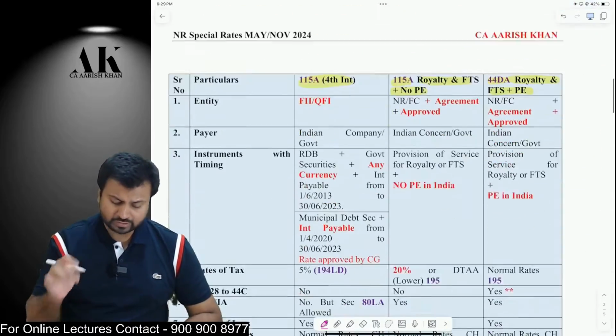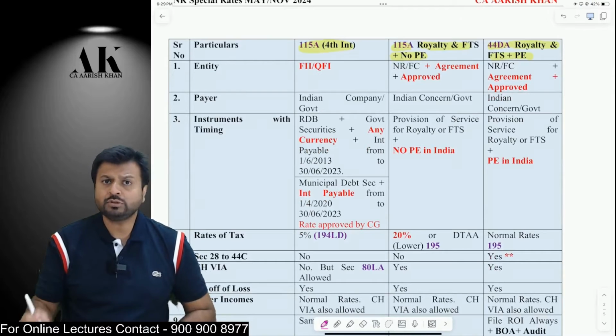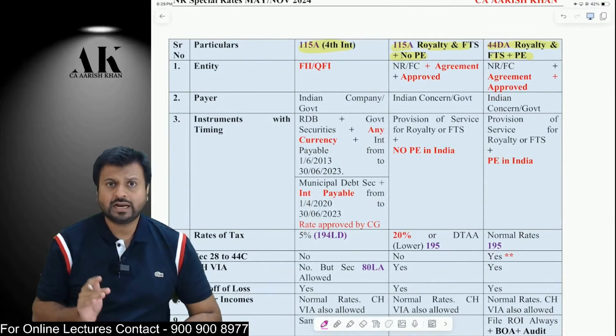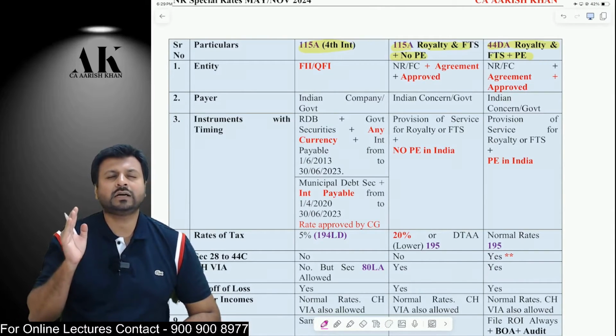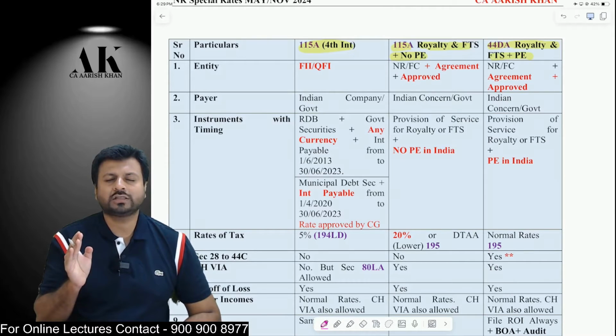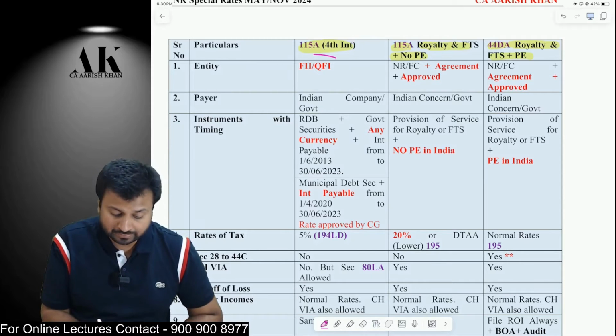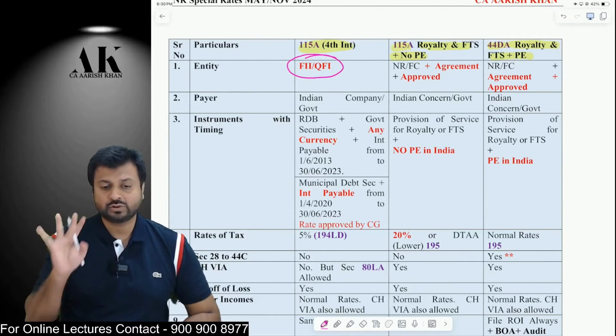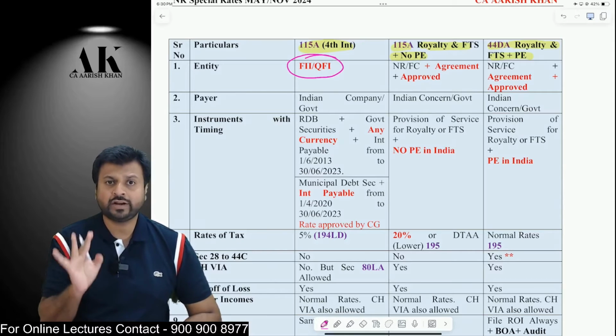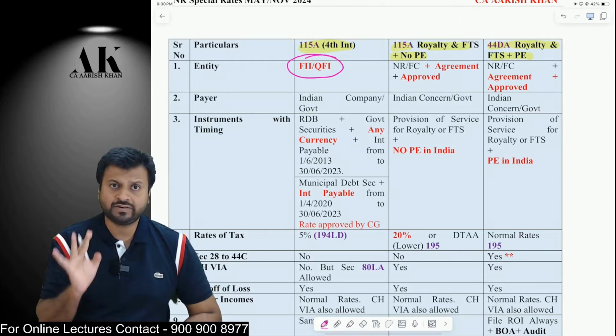Okay. Now coming to the fourth section. When I come to the fourth section, I have to be very careful with that. I should close my eyes and think. Who was the assessee in the first section? It was non-resident foreign company. Second section, non-resident foreign company. Third section, non-resident foreign company. But in the fourth section, it is not non-resident foreign company. It is FIIs and QFIs. So in the fourth section, it is FIIs, foreign institutional investors, or qualified financial investors.